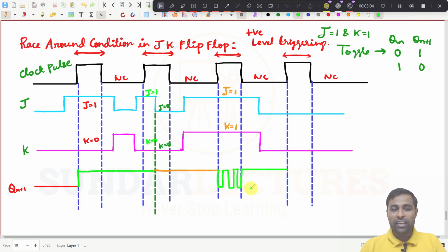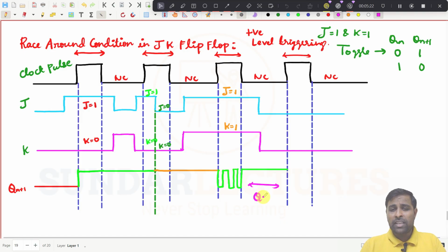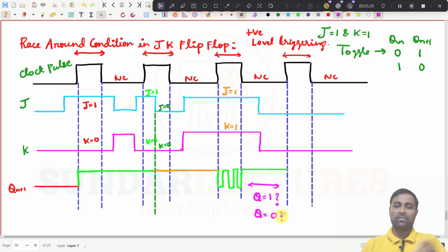And here we don't know what happens because it is an uncertain condition. Either it will be 1, or maybe if the propagation delay is very high, it might go to 0 also. What should be the Q in this period? Either it is 1 or it is 0. We don't know, because that depends on the propagation delay. If it is 0 at this point, it will be retained at 0 because there is a no change condition. If it is 1 at this point, it will be retained at 1. It is an uncertain output condition.